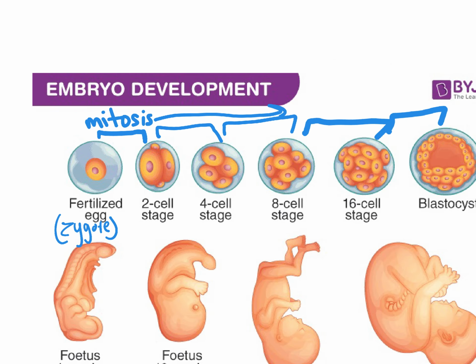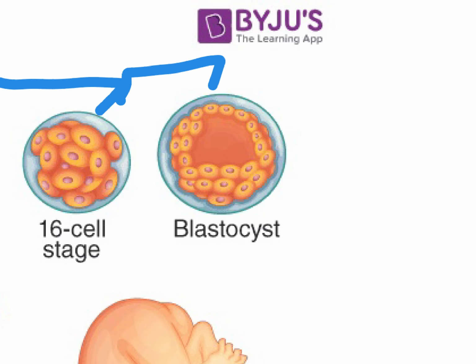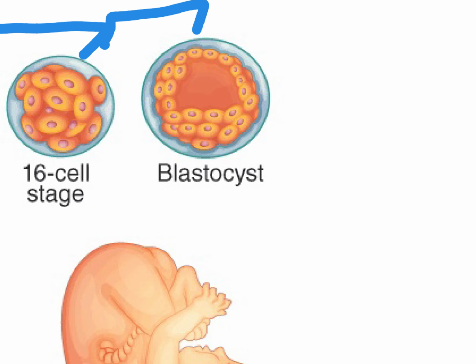So these cells divide and divide and divide through mitosis, and they're making identical copies of themselves. So at first, we just have these multiple cells that are just identical copies of themselves until we start to form this blastocyst. The blastocyst is an important stage in fetal development because this is when the placenta forms. The placenta is super important because it provides oxygen and nutrients to the fetus as it develops.